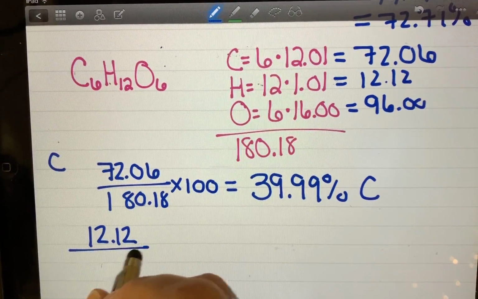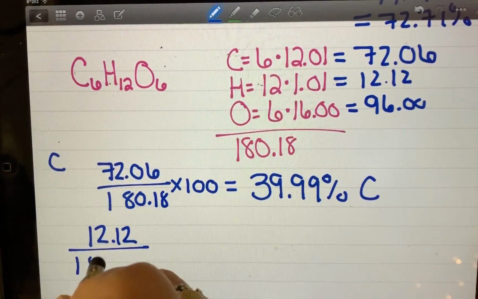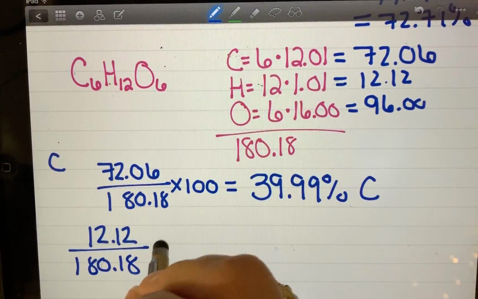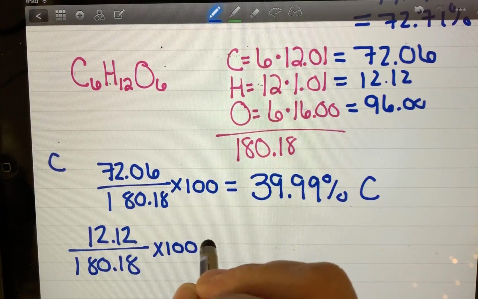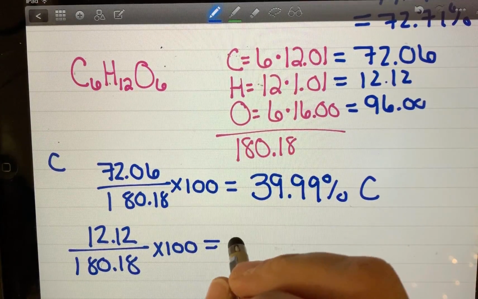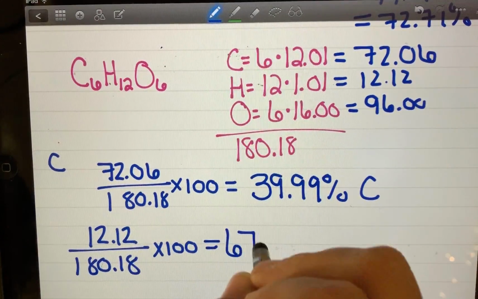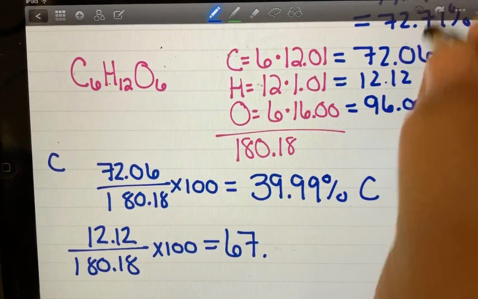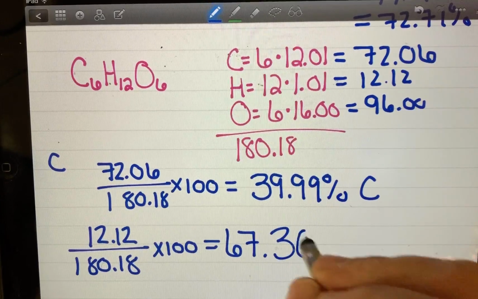12.12 over your 180.18, which is the sum of everything put together, times by 100, and I get 6.73%.